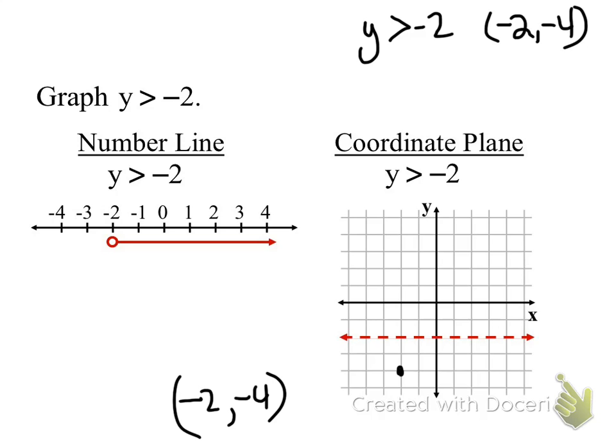Negative 4. Negative 4, is that greater than negative 2? Is that a true statement? So this is not the area down here to shade. That means I have to shade this other part. Okay? If it's proven false.